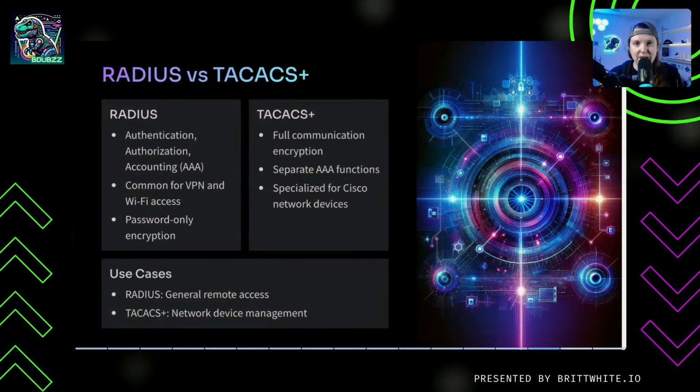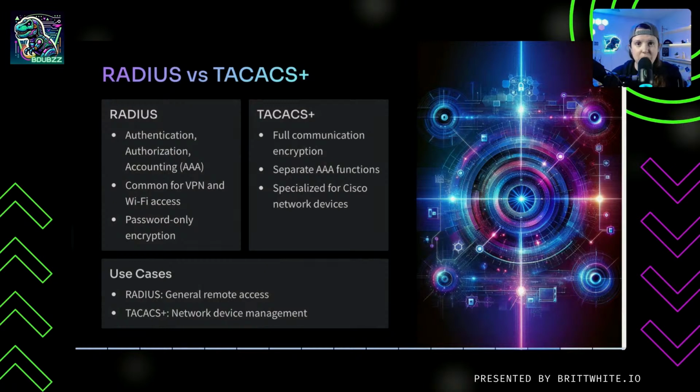Finally, there's accounting. This is like an audit trail, keeping detailed logs of your network activity. Now, when you connect to a VPN, Radius is your security checkpoint, verifying your credentials and determining your access rights. While it's lightweight and widely supported, it has one limitation: it only encrypts your password and not the entire communication.